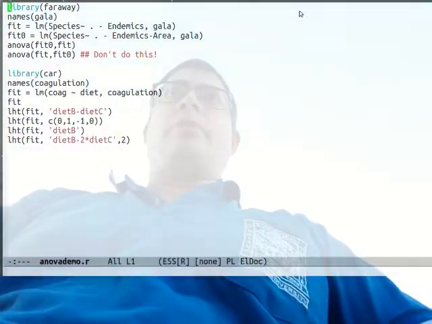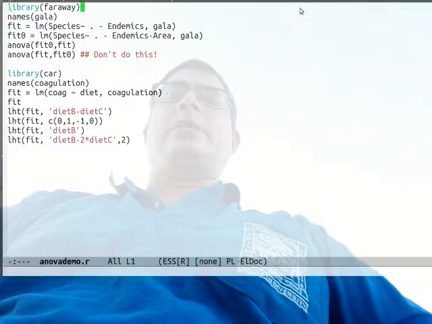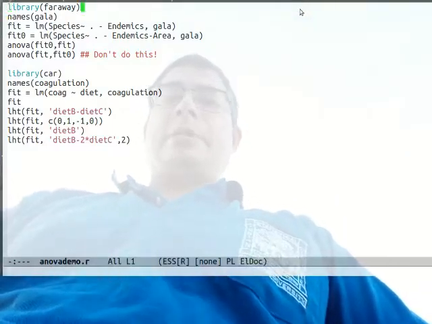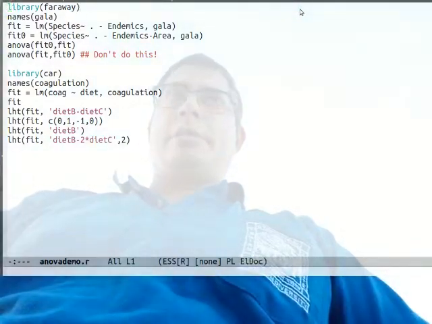Okay, so we are going to do test of hypothesis using R. We have already learned the theory, most of the theory. So here I am working with the faraway package, and I will illustrate a number of ways using which you can carry out hypothesis testing using linear models.